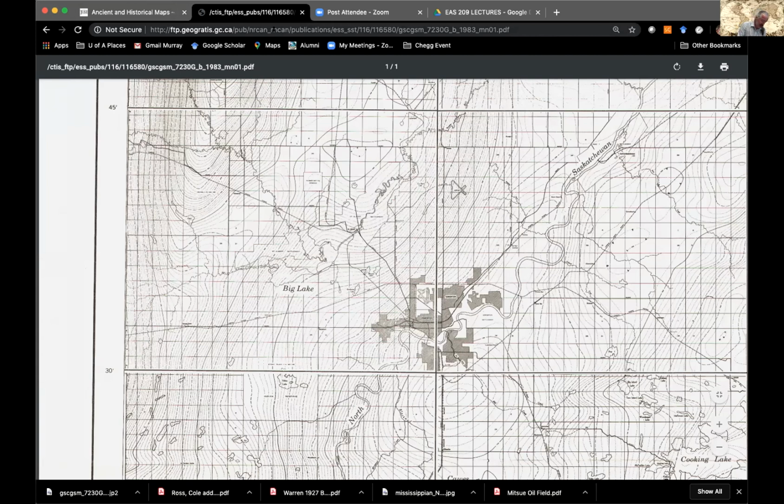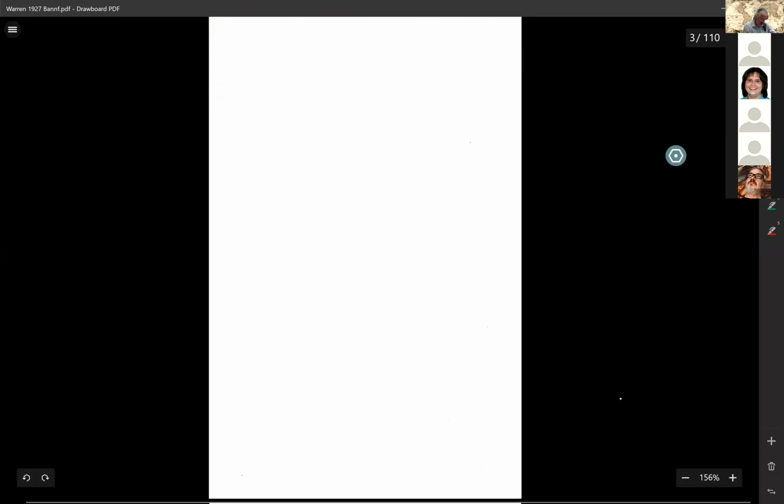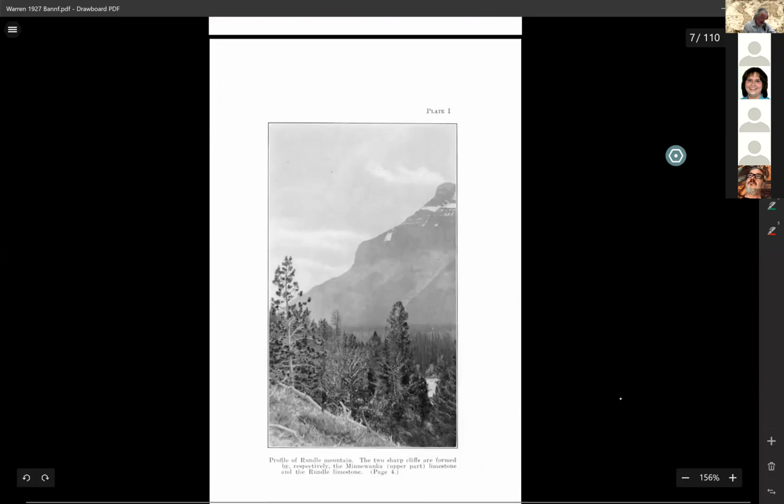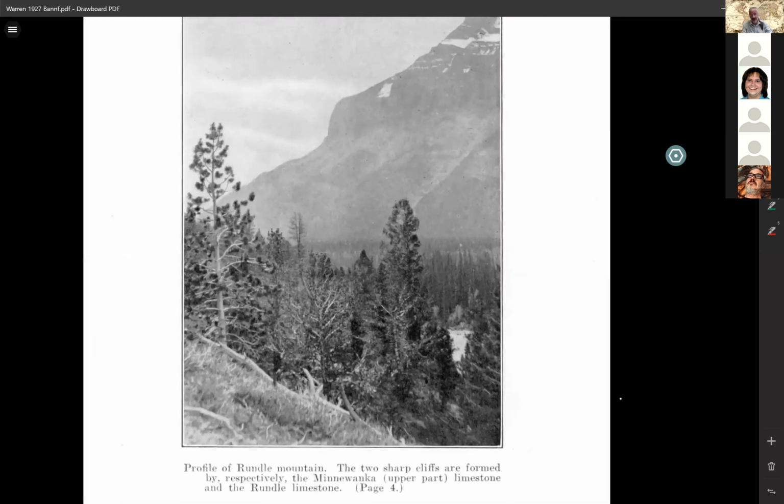I'm going to go back to the report here. And if we go to the report, you'll see what a great resource these government publications are. So Percival Sidney Warren, 1927. It's a long time ago, I guess, but you know, the work they did. This is interesting. He was doing this work in the area of Banff and east of Banff.